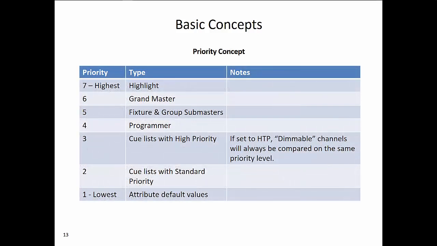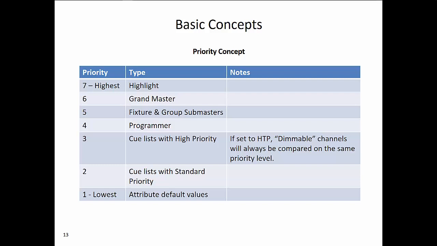Another basic concept in the 500ml is priorities. You do have the option of changing some priorities. Some of these priorities are set and are just part of the console's mentality. The highest priority is highlight. So if you highlight a fixture, that will always take precedence.